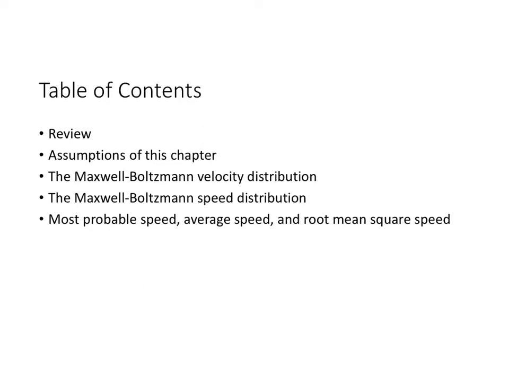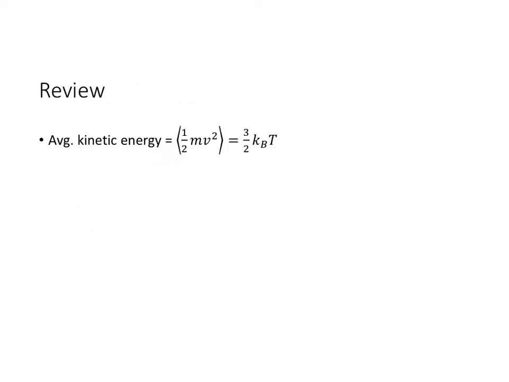Maxwell-Boltzmann velocity and speed distributions. And then I'll show you how we compute different speeds from the distribution, the most probable speed, the average speed, and the root mean square speed for the particles in a gas. You may be surprised to hear that each of these are going to be different numbers.